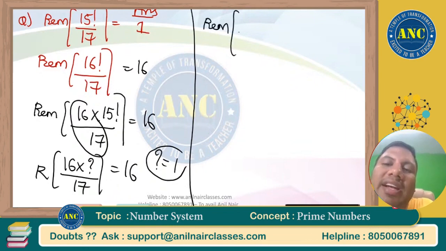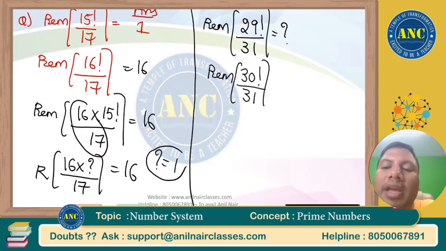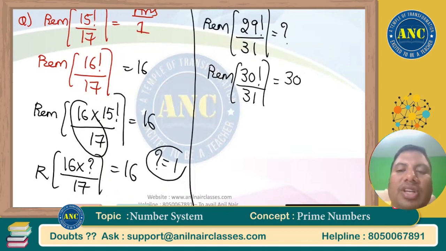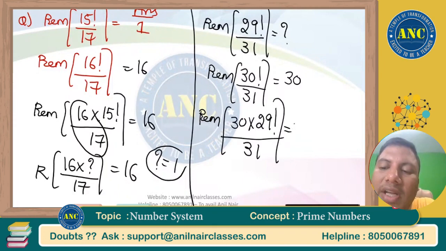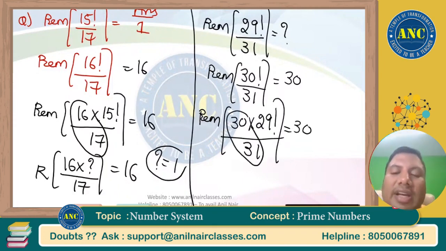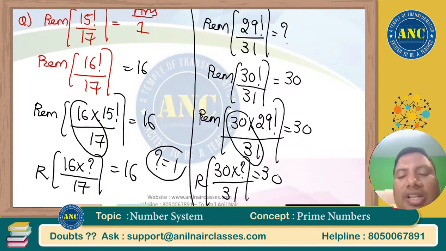Suppose in case the idea is not clear: 29 factorial by 31. Now if you observe carefully, 30 factorial by 31, P minus 1 factorial by P, is nothing but 31 minus 1, which is 30. 30 factorial is 30 into 29 factorial divided by 31, the remainder is 30. 30 by 31 gives 30, so 29 factorial by 31 is the question mark. Just by looking at the question itself, we can say that the answer is 30.